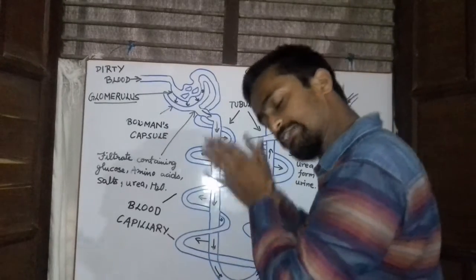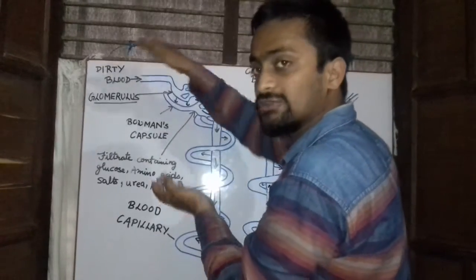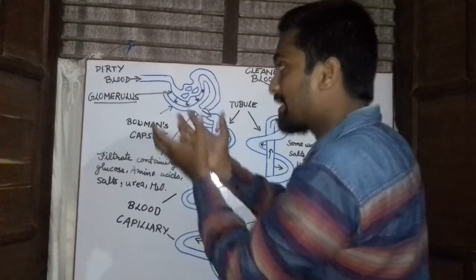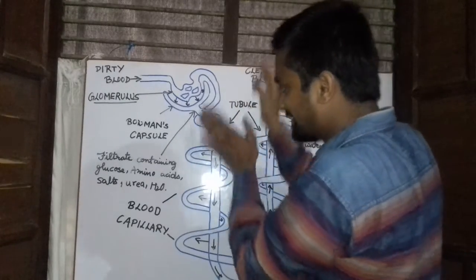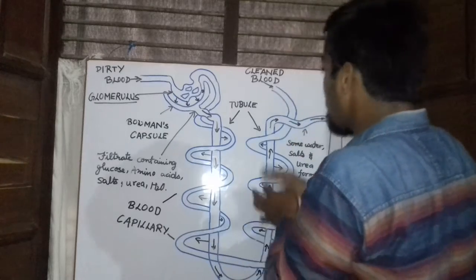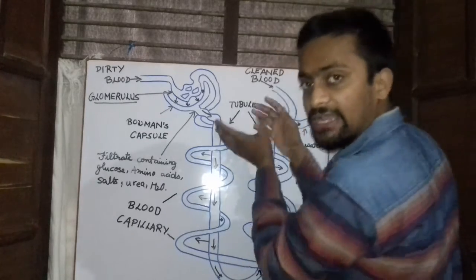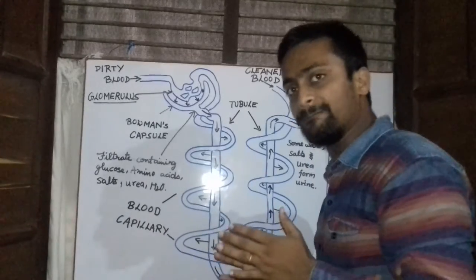Now this Bowman's capsule contains a bundle of blood capillaries, and this bundle of blood capillaries is called the glomerulus. One end of this glomerulus is attached to the renal artery. This renal artery brings in the dirty blood, while the other end runs as a blood capillary, and it finally joins the renal vein, which collects the filtered blood and supplies it to the body.